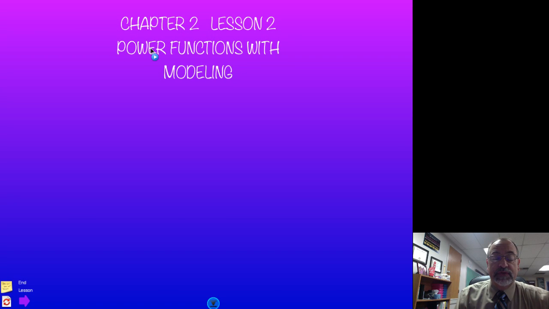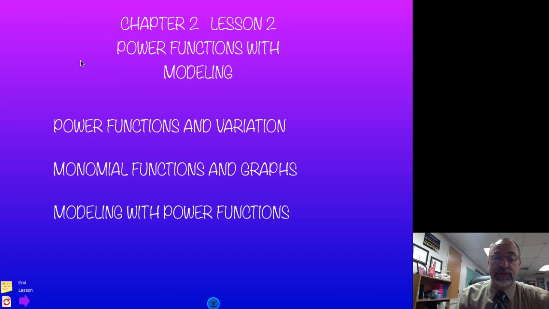Chapter 2, Lesson 2 of Pre-Calculus, we're going to look at power functions and modeling. We'll take a look at power functions and variations. We'll then look at monomial functions and their graphs, and then we'll look at how to model with these power functions once we understand what they are.